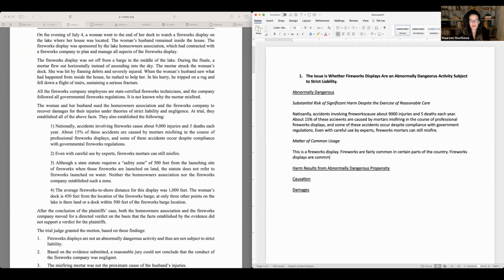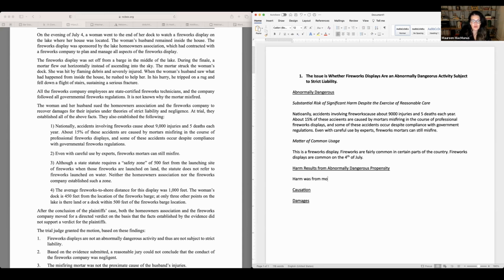Fireworks are common on the 4th of July. Yeah, very common, especially. Yep. So I would say that, but I think you can make an argument both ways here. You can make an argument both ways. And then, did the harm result from the abnormally dangerous propensity? This is really straightforward.